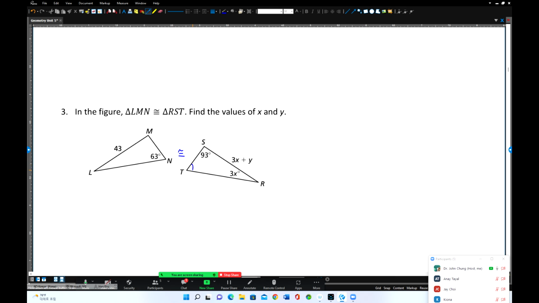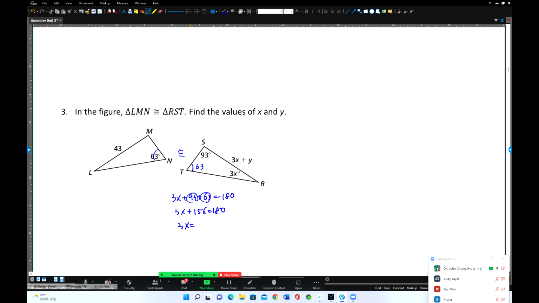63, that might be 63 over here, okay? The corresponding side looks like the same size. Okay? So 3x plus 93 plus 63, they're all 180. So what is the value of x? 3x plus 93, plus 63, that is 156 equals 180.